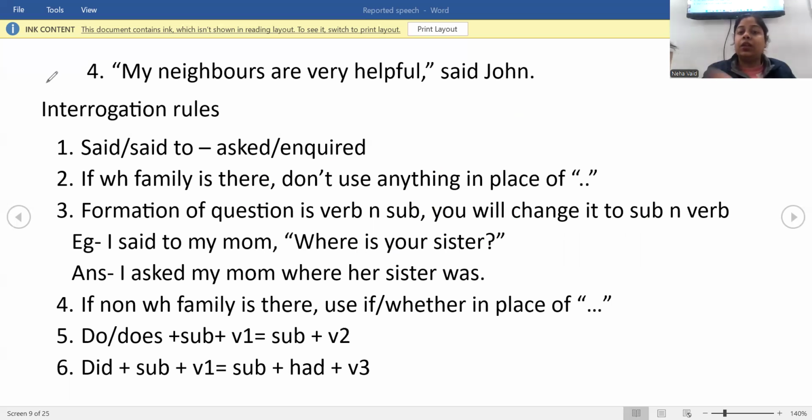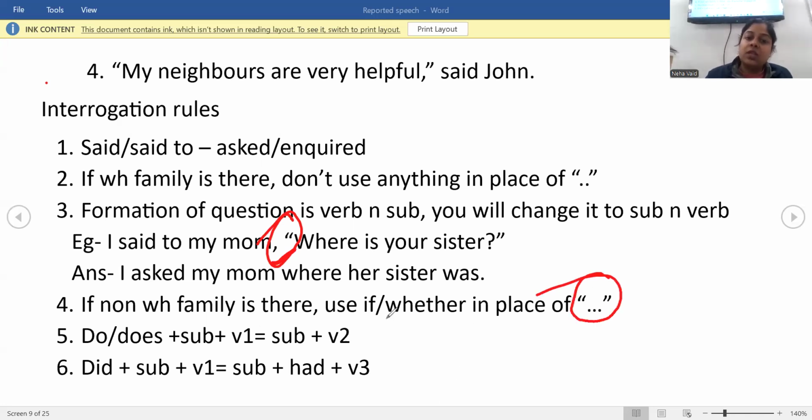Earlier, we were not posing any question. We were not inserting anything, but now, in place of inverted commas, we have to use if or whether. Earlier, in the first step, we were using that in assertive sentences. Second step, when we are having the WH family, we are not adding anything in place of inverted commas. In the third case, if we are not having the WH family, then we are inserting if and whether.